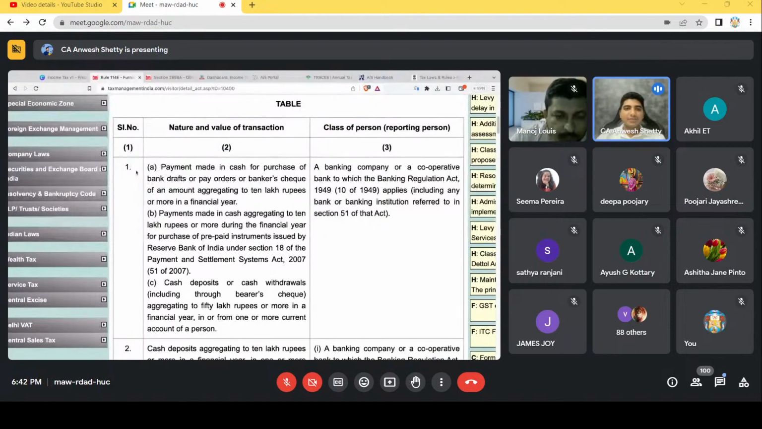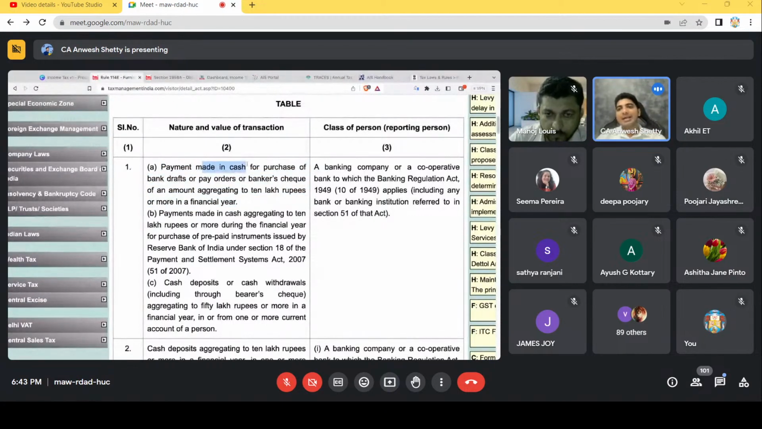Okay. So here the first one they are talking about is serial number 1, nature and value of the transaction. So they are talking about value also. Only above that value are you supposed to report, and then the class of person who has to report it. Now, read this line. It says if payment is made in cash for purchase of bank drafts or pay orders or banker's cheques of an amount aggregating to 10 lakh rupees or more in a financial year. Again, this is only for cash, payment made in cash.